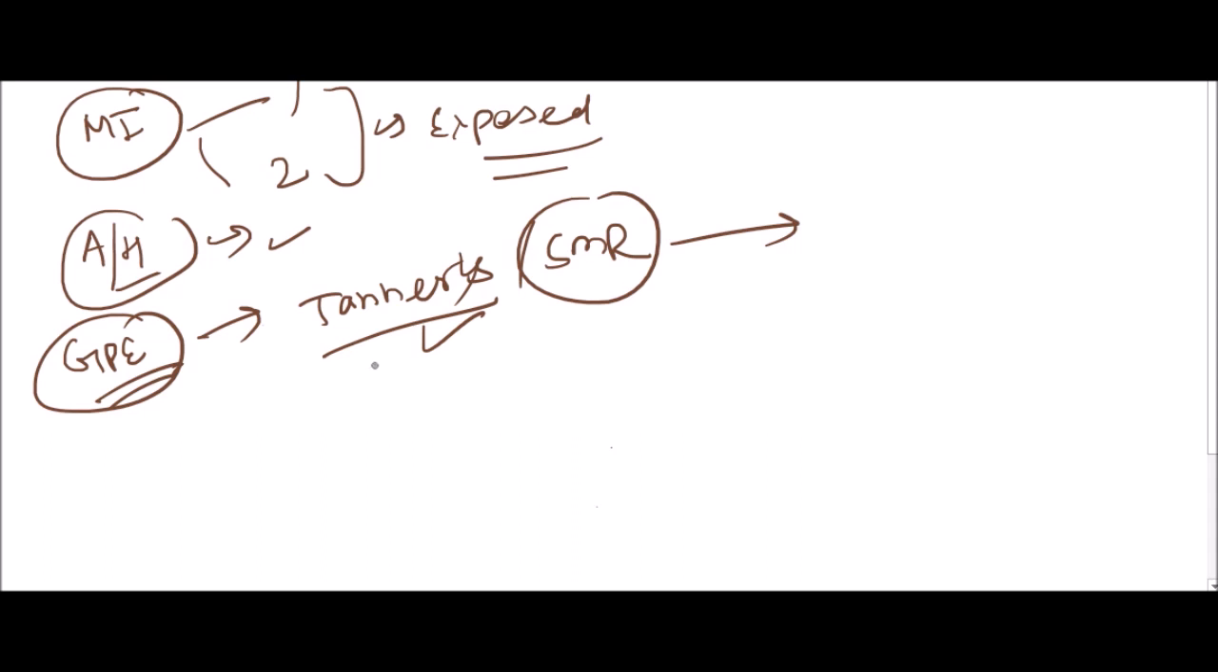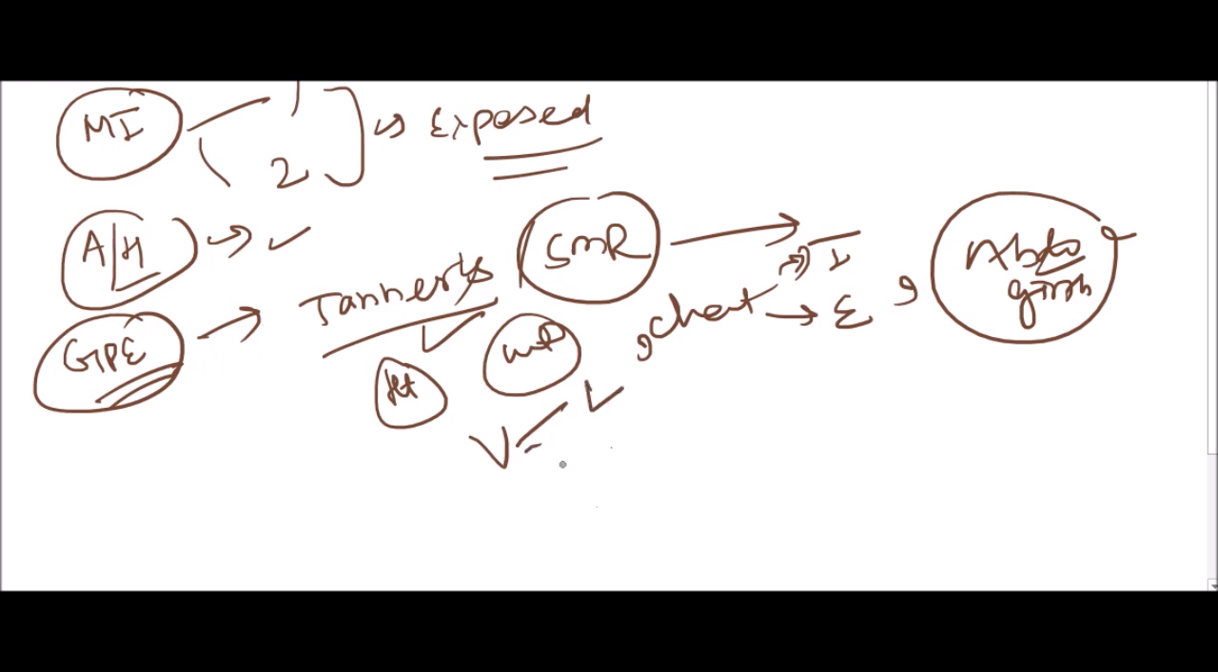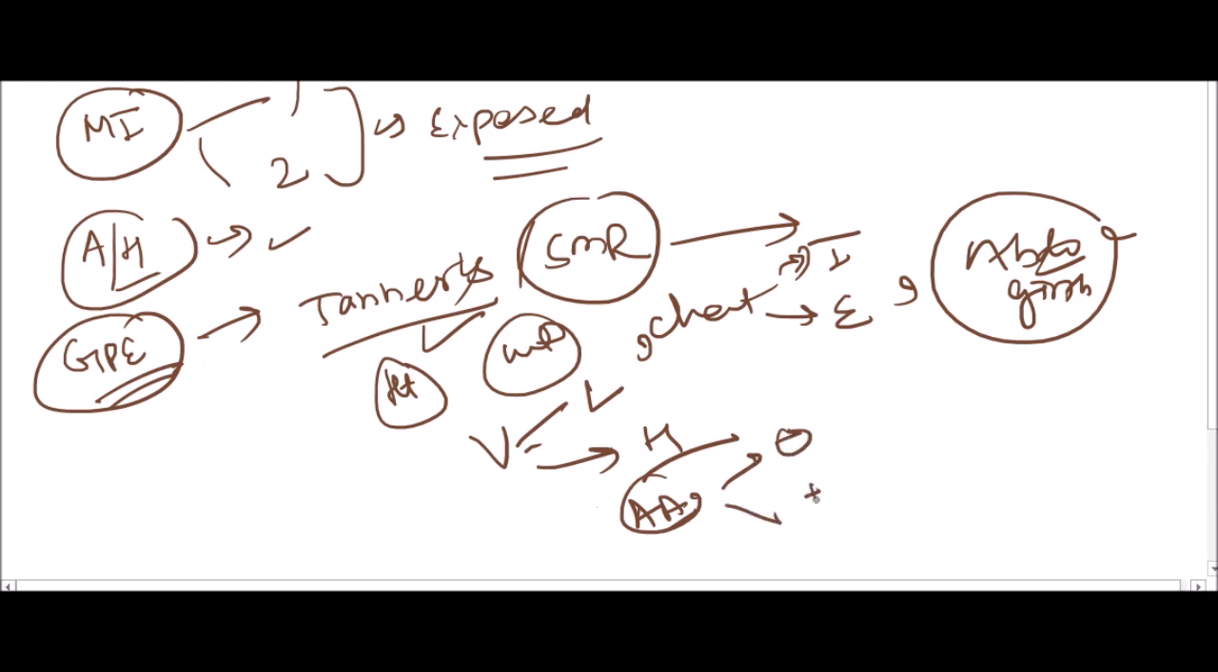And besides Tanner staging, one has to write height, weight, and the chest circumference of the person examined, both in inspiration and expiration, and abdominal girth at the level of the umbilicus. Then the nature of voice, whether it is low pitch or high pitch. Then the presence of Adam's apple, whether it is present or absent. So these findings have to be noted.